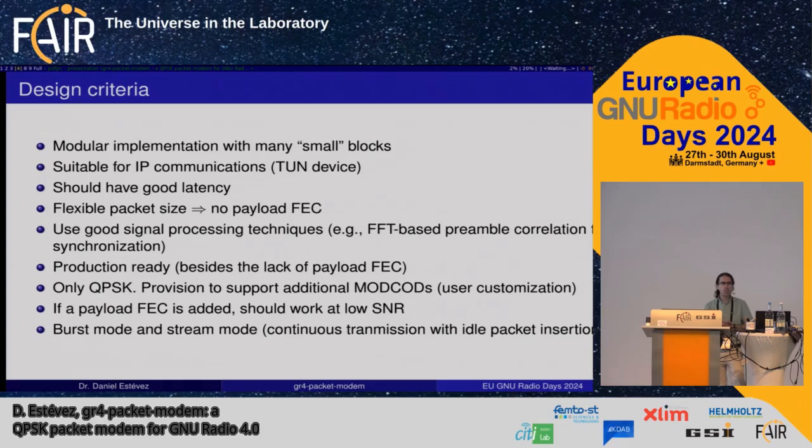When I began this project, the design goals or criteria I set to myself were the following ones. So I wanted to do a modular implementation with many small blocks. This is also the way I work in GR3. And for this project, I think that was really important because, first of all, if you want this to be usable by other people as examples or components of their applications and flow graph, you need this one block per functionality rather than having your whole receiver in a single block.